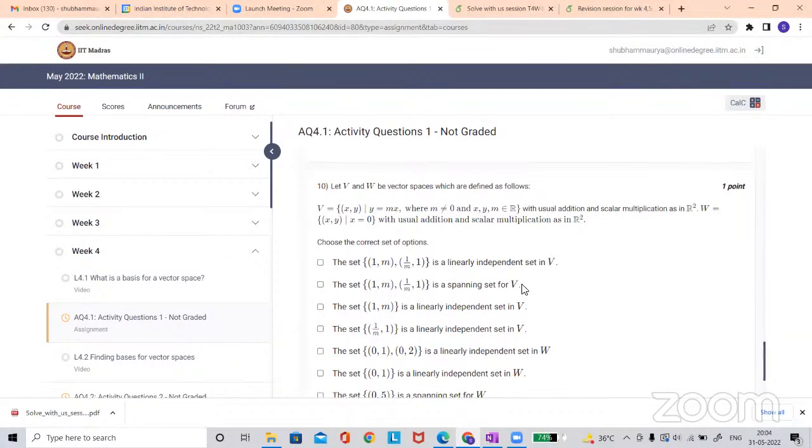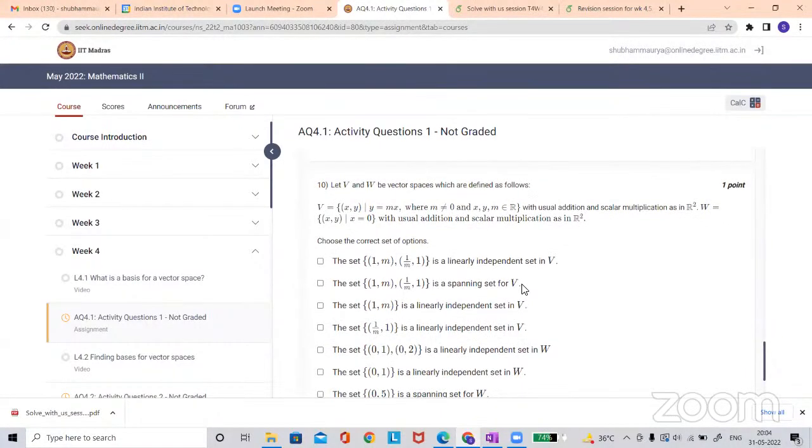let us take the option m to be 1. It satisfies the equation y equals mx. Let the slope be 1. Sir, the first option is given to be correct. How is it linearly independent, (1, 1) and (1, 1)? These are multiples of each other. These cannot be independent.